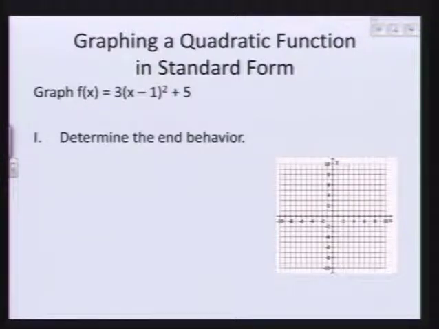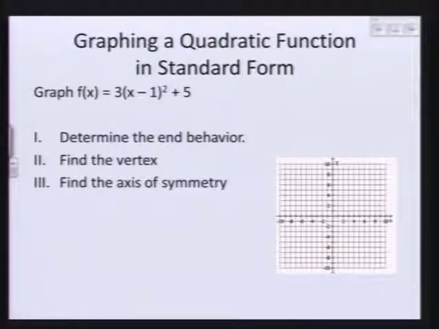Now, similar to what we saw with graphing quadratic functions in the general form, we're going to first of all determine the end behavior. Next, we're going to find the vertex. We're going to determine or find the axis of symmetry. We're also going to find the x-intercepts if they exist, as I noted in a previous program that sometimes they don't exist, as you get a square root of a negative underneath your radical in the quadratic formula, so you get complex intercepts that are not real numbers.